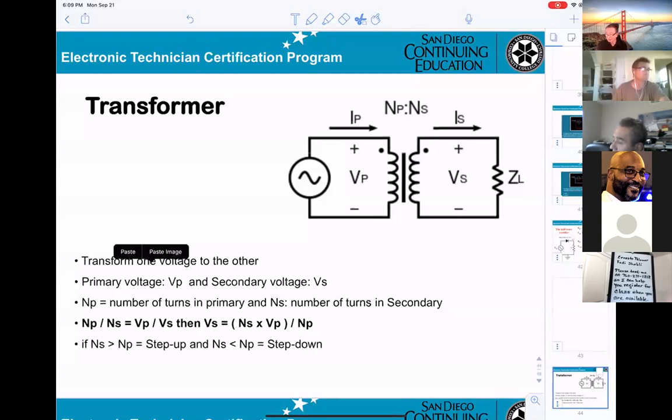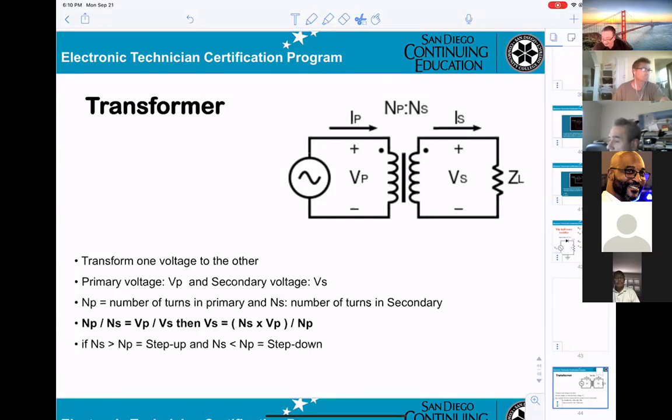And now, primary, on the left side, VP. That means primary. On the right side, VS, they call it secondary. NP means the winding. How many turns they make for the transformer primary? And that for a secondary.